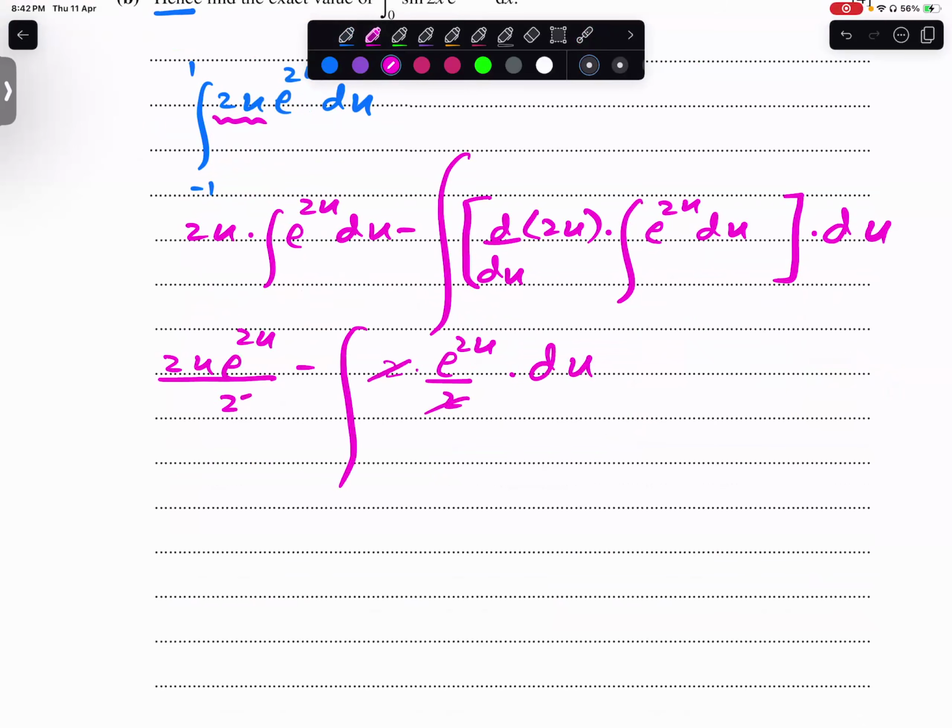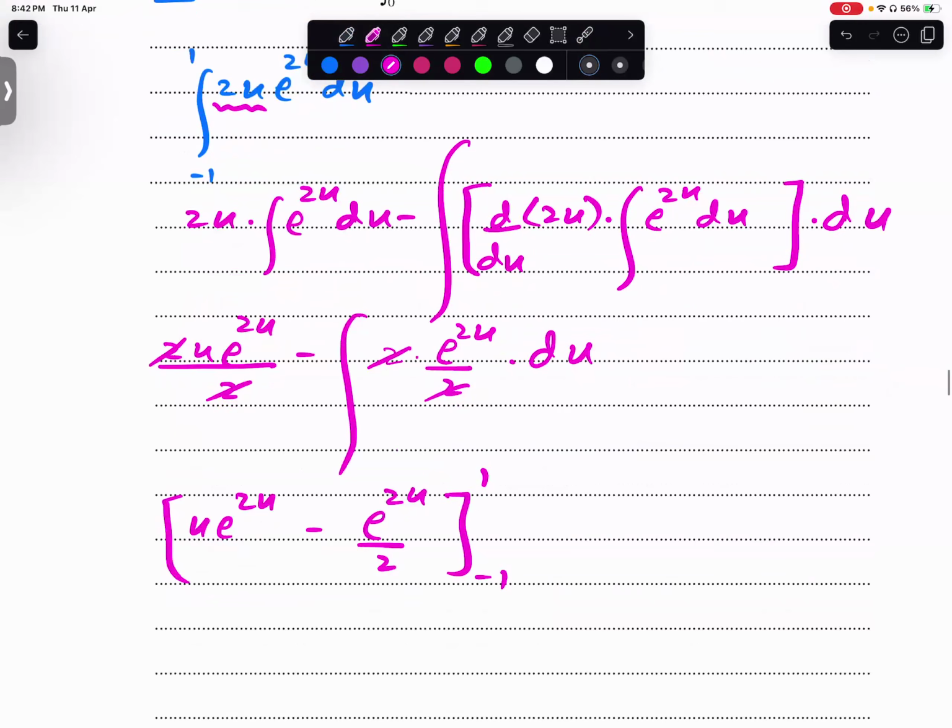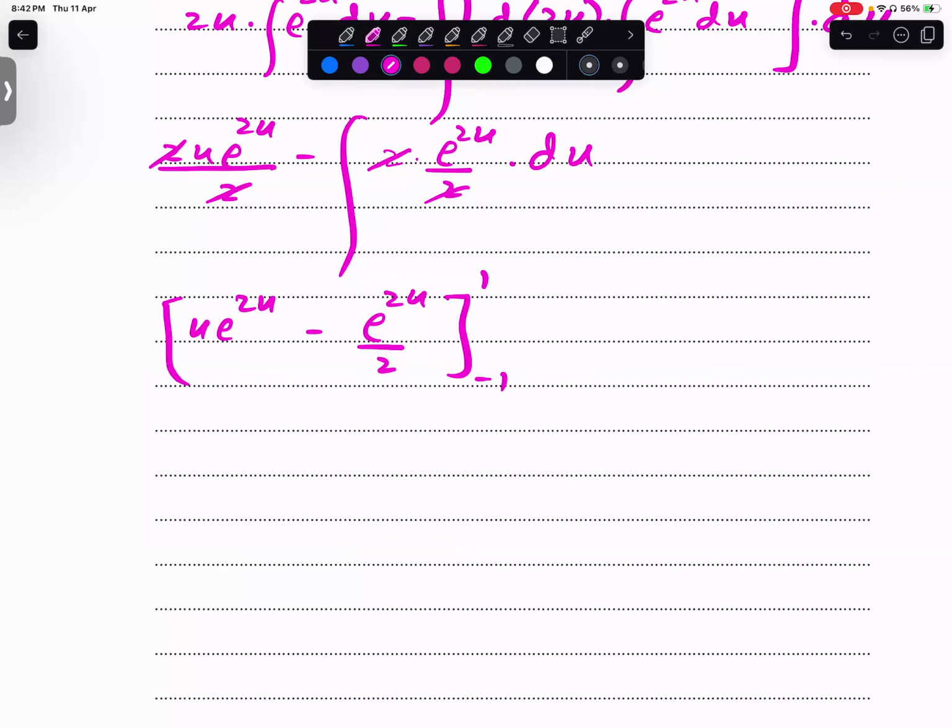2 will be cancelled out. This 2 will be cancelled out. So u e2u minus e2u integral will become e2u divided by 2. This is the required integral with limits -1 to 1. Now put limits mentally. e2 minus 1 over 2 e2 minus, put negative, so minus e raised to power -2 minus e raised to power -2 divided by 2.